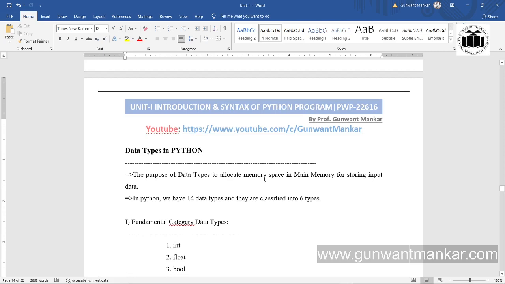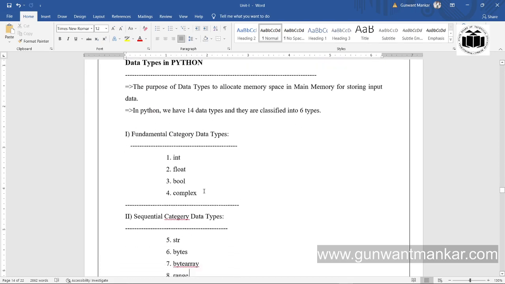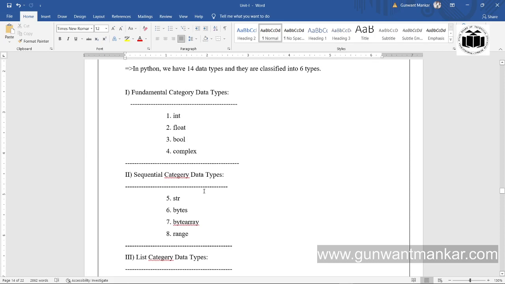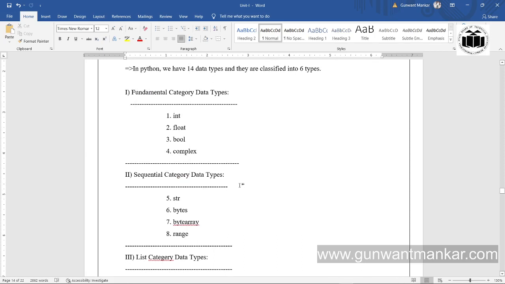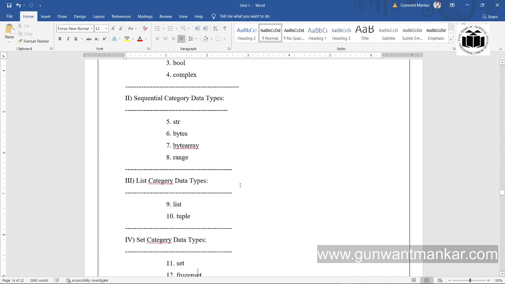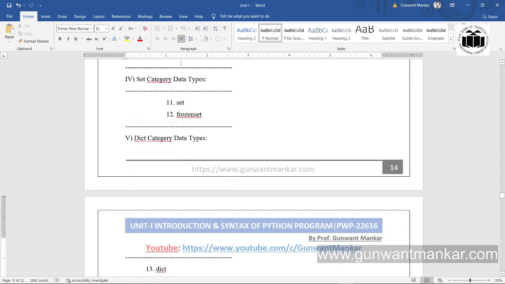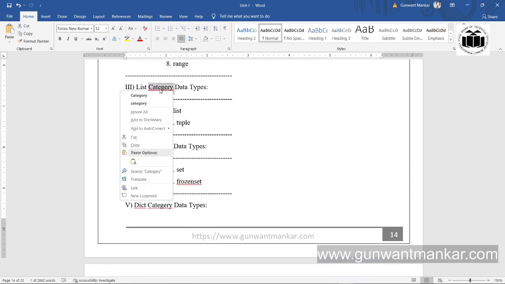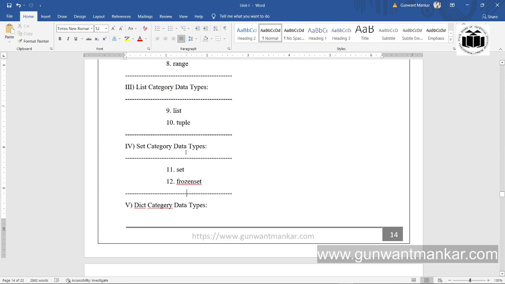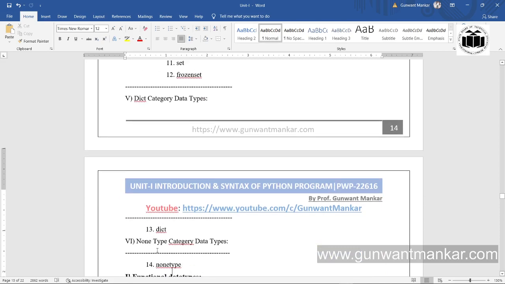What is the use of a data type? To allocate the memory space in the main memory. Okay, there are 14 data types, that are categorized into 6 types. Functional category data type, sequential category data type. Under sequential category come string, bytes, byte array. Okay, so that is for understanding purpose. This is the list category data types in Python. Dict type, then none type. Okay, that is the none category data type.